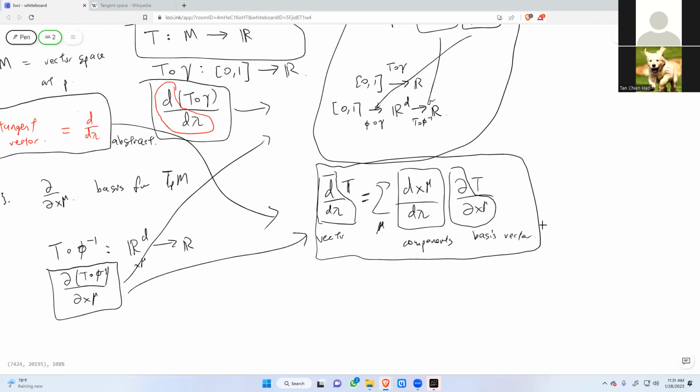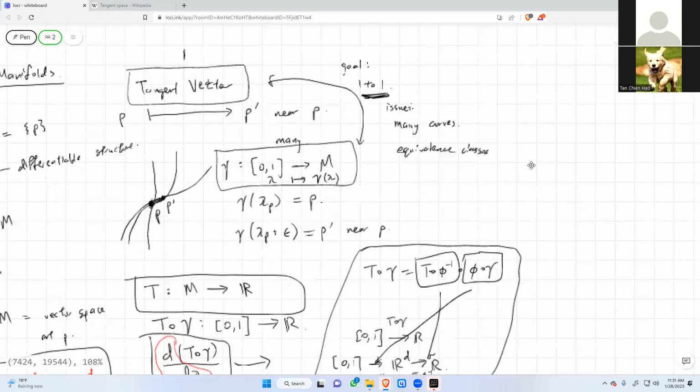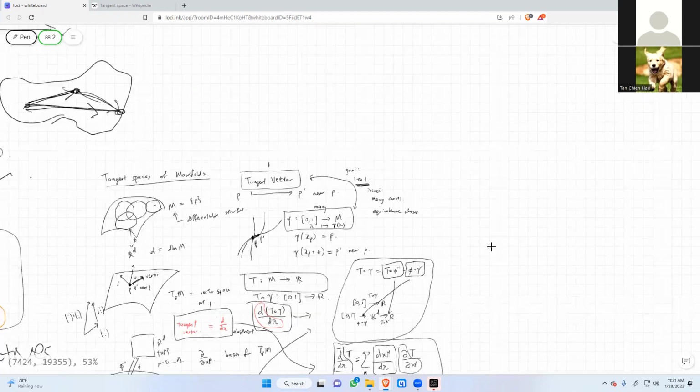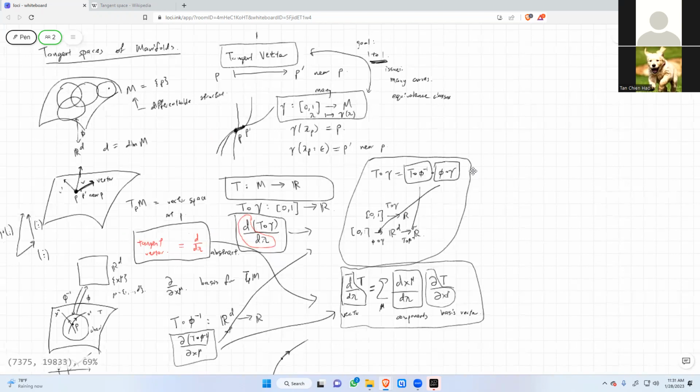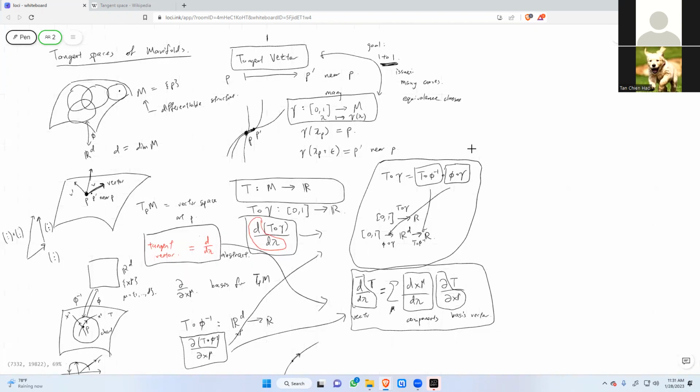So what are the components? The components are basically saying that if I have a curve, I'm asking how does each coordinate change as I move along this curve. And that's pretty much how you define tangent vectors, how you define tangent spaces in terms of curves on a manifold.